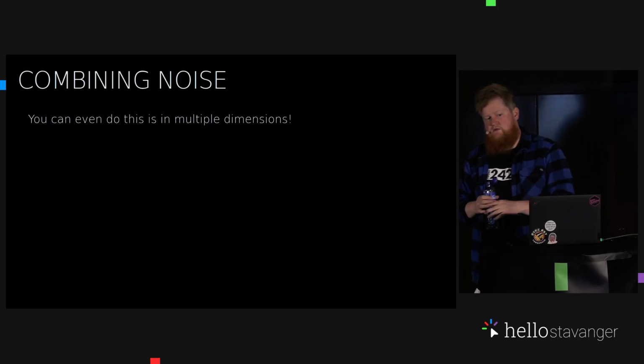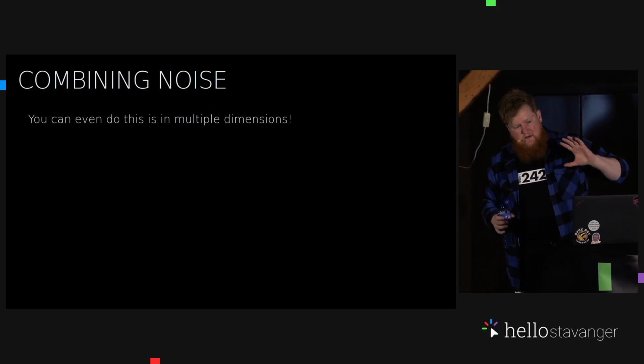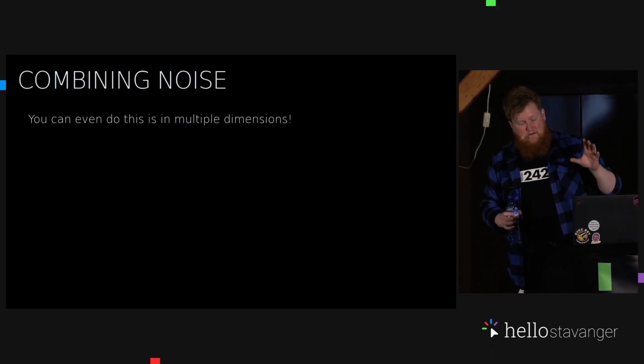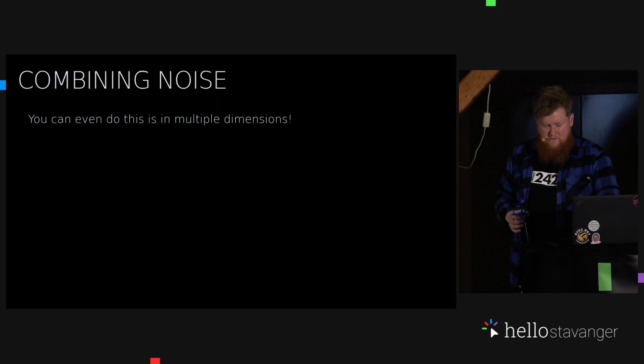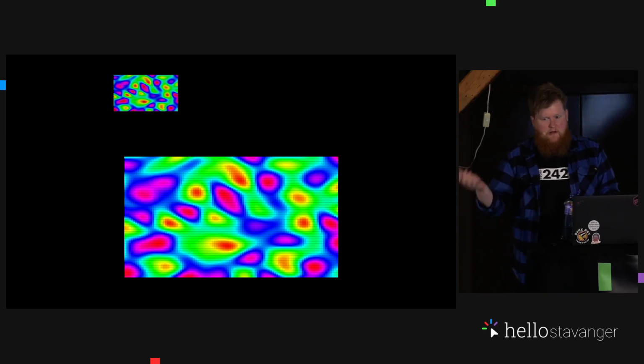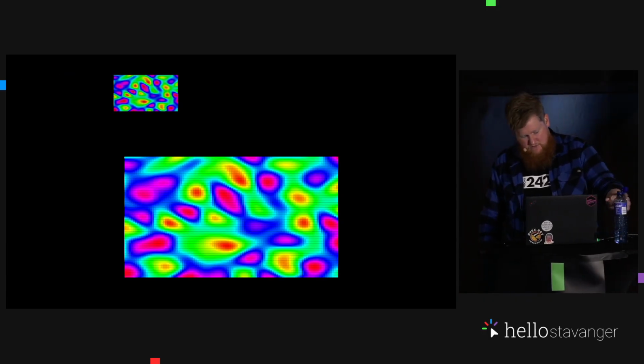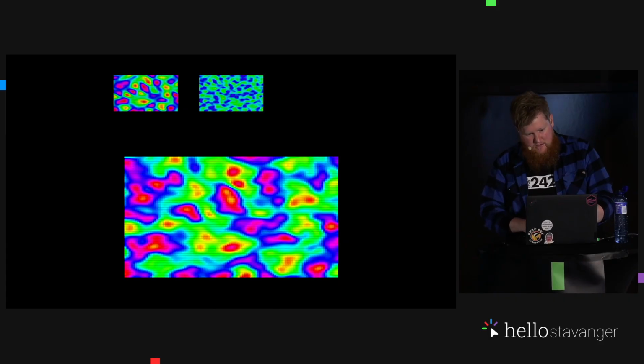But the cool thing about working with pseudorandom number generators, and simplex noise in particular, is you can do this sort of stuff in multiple dimensions. So here we have the same demo, just in two-dimensional noise. And I can add a few octaves. I can change the starting parameters.